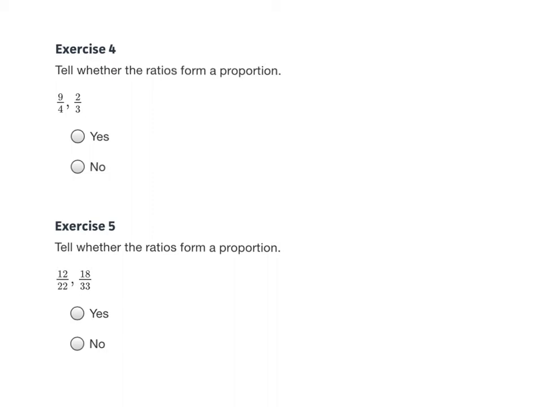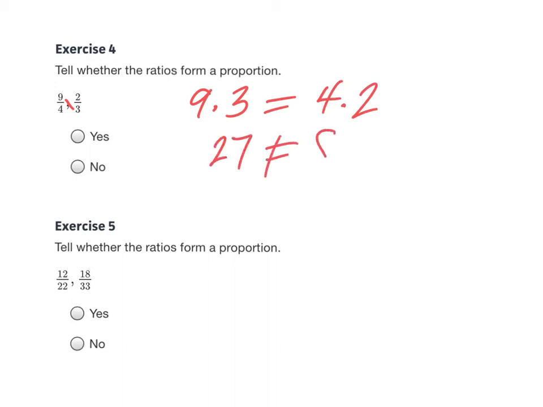Number 5, tell whether the ratios form a proportion. So different ways we can look at this. We can use mental math, cross products, whatever, the multiplication property of equivalency. So I'm just going to do cross products on this one. So I would be trying to see, is 9 times 3 the same as 4 times 2? 9 times 3, 4 times 2. You can probably see that 27 does not equal 8, so these are not going to form a proportion.